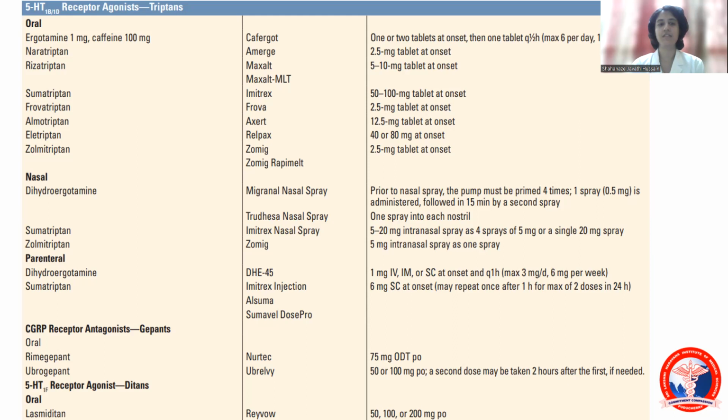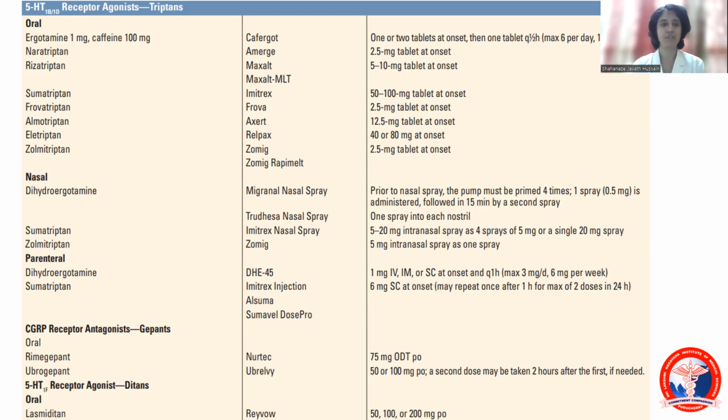These are quite recent, and they can be given orally. One is known as rimegepant, the other one is known as ubrogepant. Rimegepant is given 75 mg once daily orally, and ubrogepant is given 50 to 100 milligrams orally, with a second dose 2 hours later. Except for some amount of nausea, it is quite safe. It can be given in people with coronary artery disease or stroke.